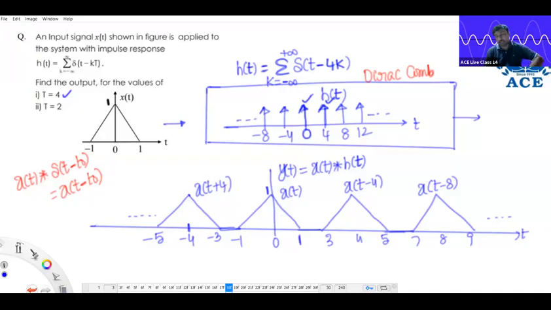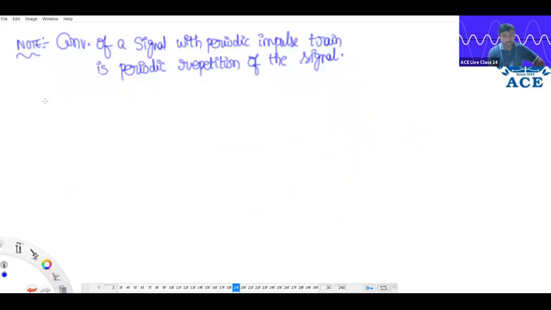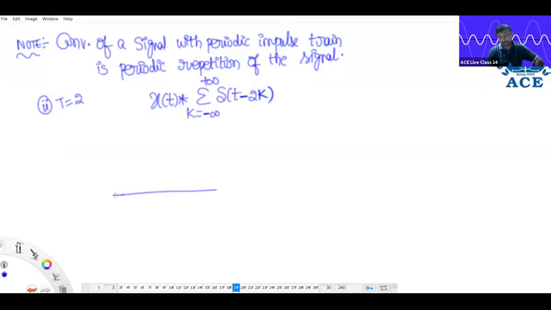Please think of the second bit. Second bit, we want to take impulse functions with what gaps? Just 2 units. X of t convolved with the sum from minus infinity to infinity of delta of t minus 2k. Let us observe what will happen now.